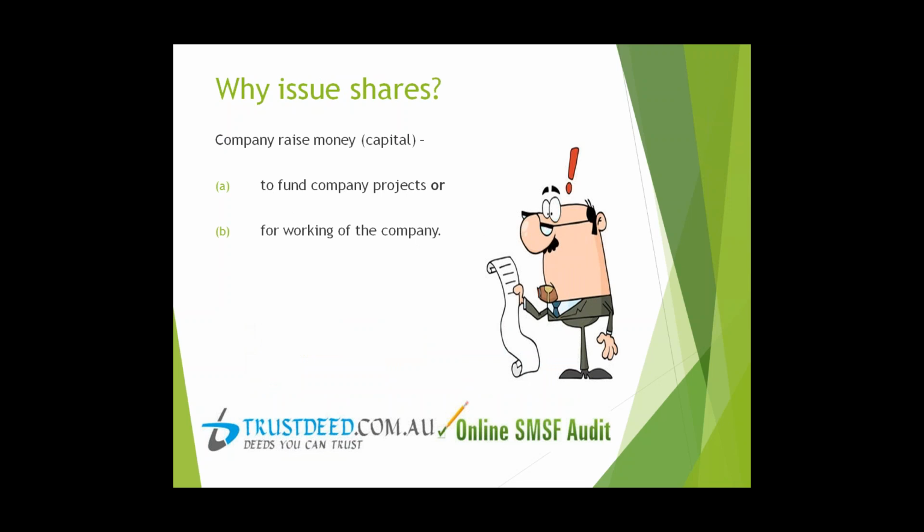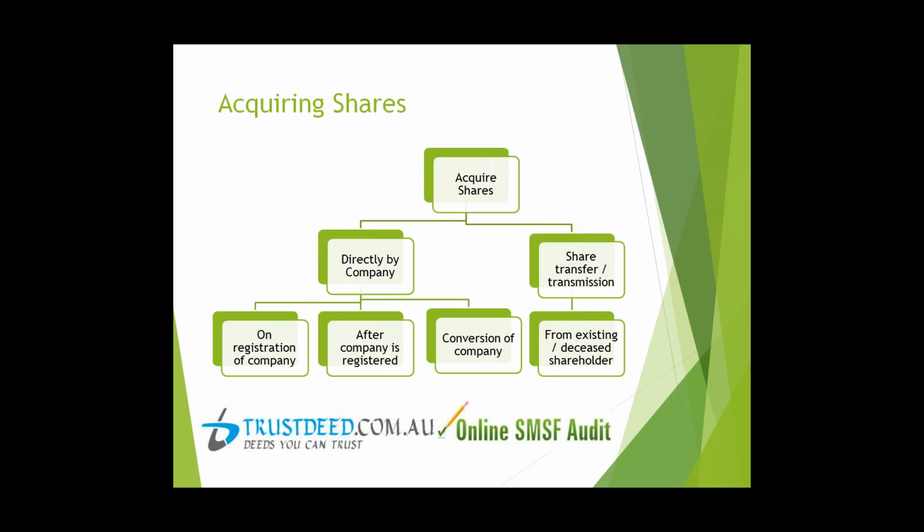You may wonder why a company issues shares. Shares are issued by a company to raise money to fund company projects or because the owners of the company want a big lump sum of money for working off the company. There are a number of ways you can become a member of the company. Shares of the company can be acquired either directly from the company itself by way of share allotment or from an existing shareholder by share transfer.